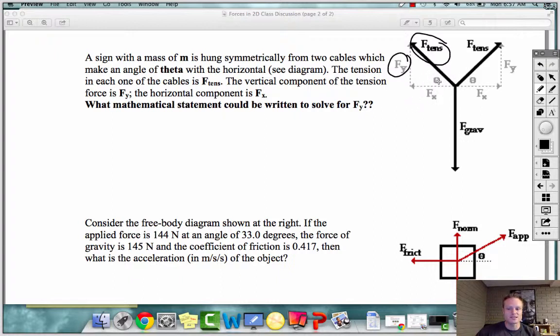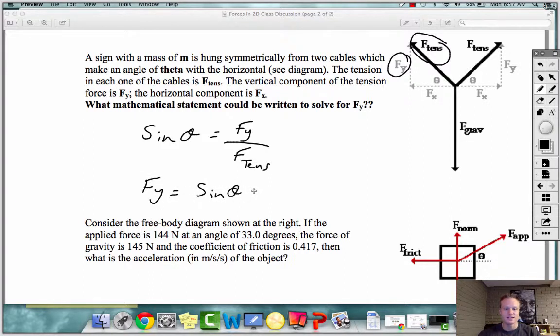Well, here's theta, here's some angle with the horizontal, and so I would just use my trig functions. Which trig function would ask for the opposite of this angle? I think it would be sine. Okay, so I can write sine of theta equals F sub y over F tension. And if you were to try to manipulate this to make F sub y by itself, I would just say F sub y equals the sine of theta times F tension.